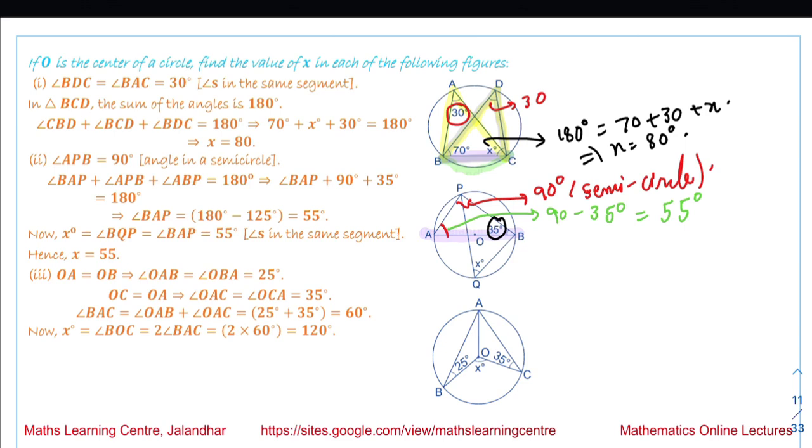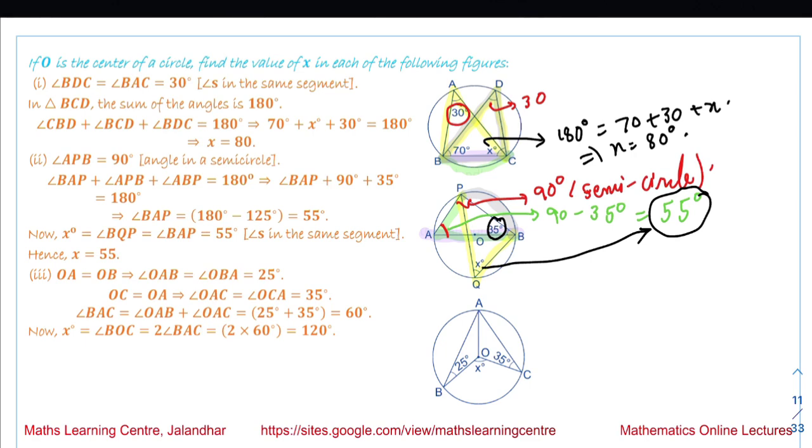Now look at these two angles over here. One angle we are talking about is PAB, and the second angle we are talking about is PQB. Both these angles lie on the arc PB over here. This is the arc PB. So what we get is that both these angles should be equal. So the value of x we get in this case is 55 degrees.